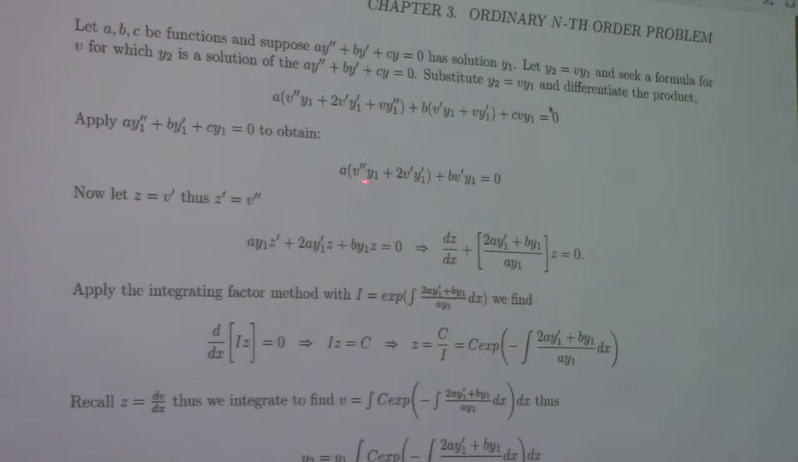Well, the cool thing about this equation is there is no just plain old v. There's v prime, there's v prime prime. So if we make a z equals v prime substitution, it's straight up linear in the z variable. And then this y1 is something we already know. The derivative of y1 we also know. Integrating factor technique solves this. Bam. And so we get v is equal to c exponential of that stuff. But remember z is dv dx. So you can integrate this to get that.